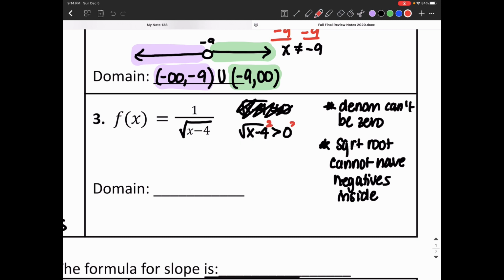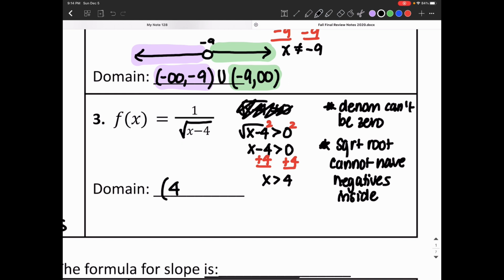Then what I'm going to do is square both sides to get to what's inside of the square root. I have x minus 4 has to be greater than 0. And then I add 4 on both sides of this inequality, and I get that x has to be greater than 4, which I show in interval notation. I show that the lowest value is 4, and the highest value is infinity. And I put a parentheses on 4 because 4 is not included.